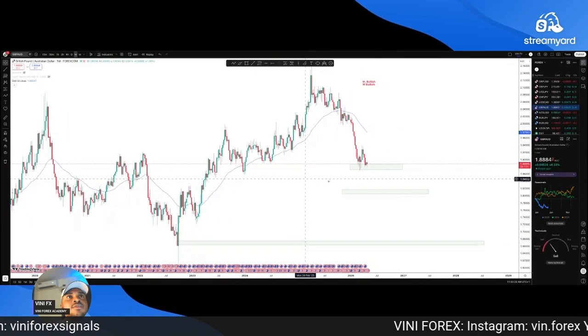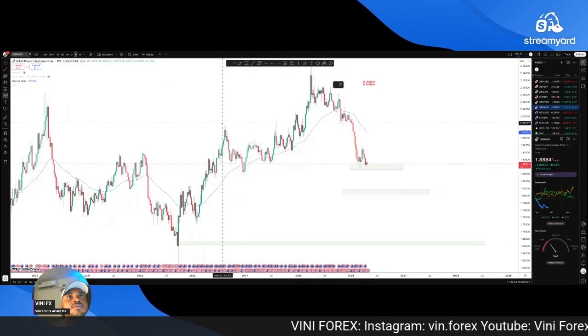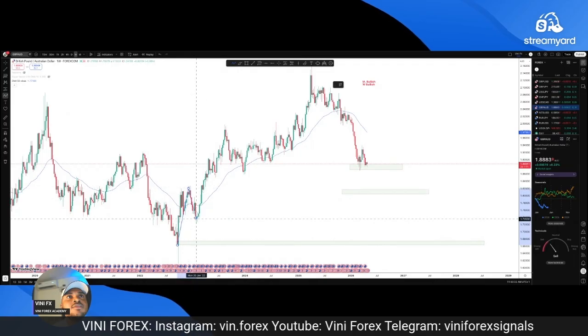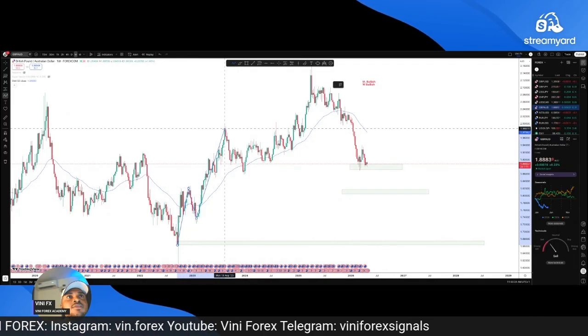We are back to the daily time frame. Now looking at this daily time frame, what do you see here? This is a low, and this is a high. This is a higher low. This is a higher high.